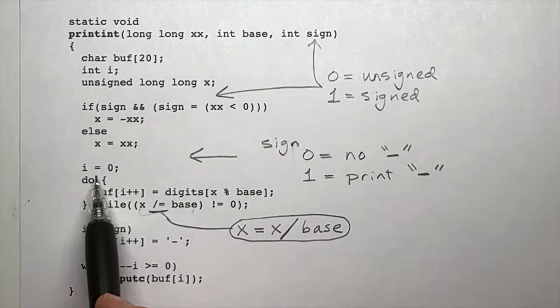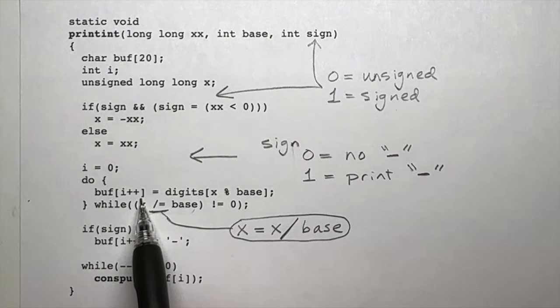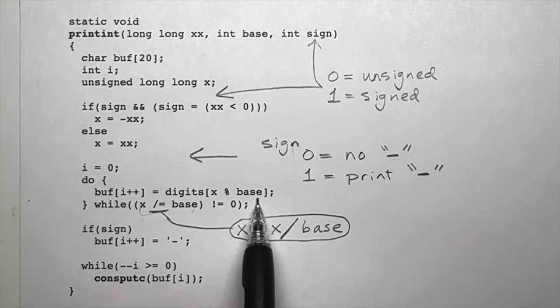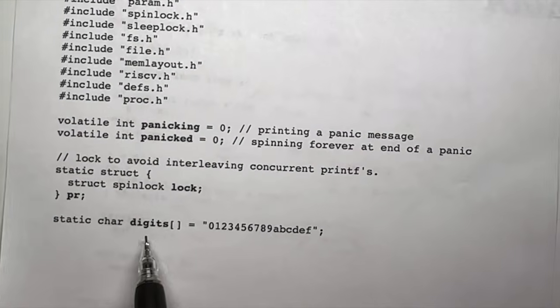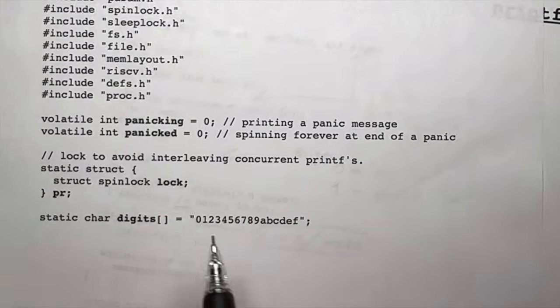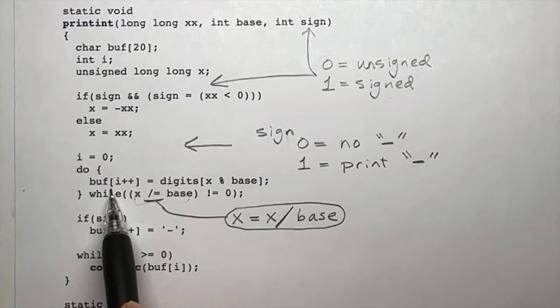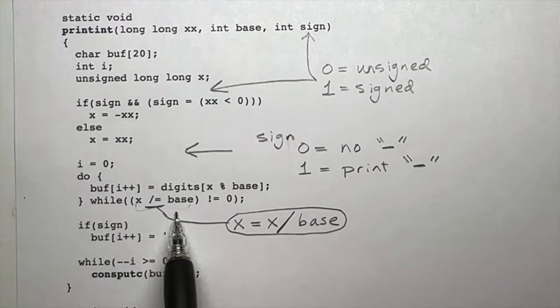So I will index through the buffer, and it starts at 0 and gets incremented each time we store a character into the buffer. Imagine that we're wanting decimal, so base is 10. In each iteration, we take the value modulo 10, which gives us the least significant digit. Then we convert that value, 0 to 9, to a character by looking it up in this array called digits. That's defined up here. Then we store the character in the buffer and increment I. To move to the next digit, we divide by 10 with truncation.